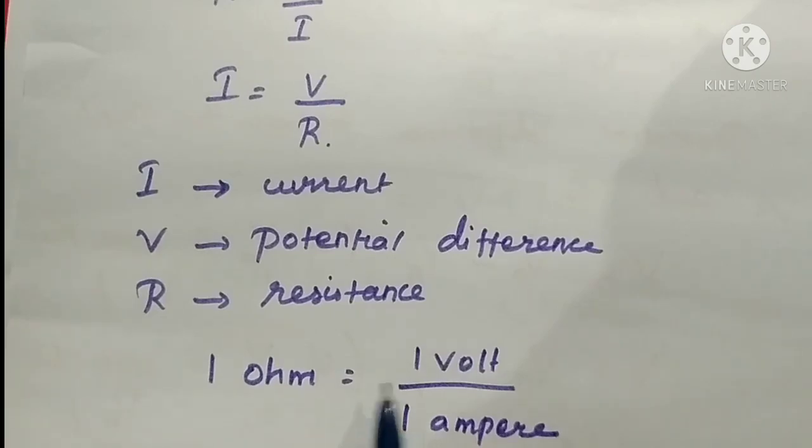Now we are going to discuss what is 1 ohm. 1 ohm is equal to 1 volt by 1 ampere. What does this mean? If the current is 1 ampere and the potential difference developed is 1 volt, then the resistance is 1 ohm.